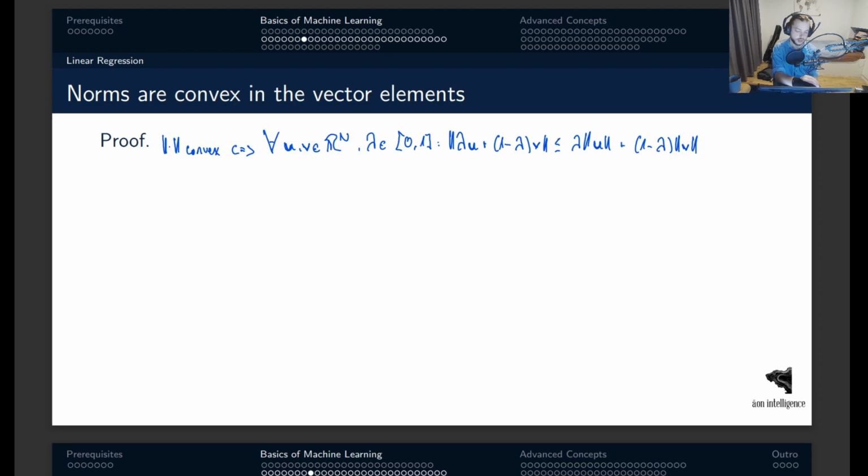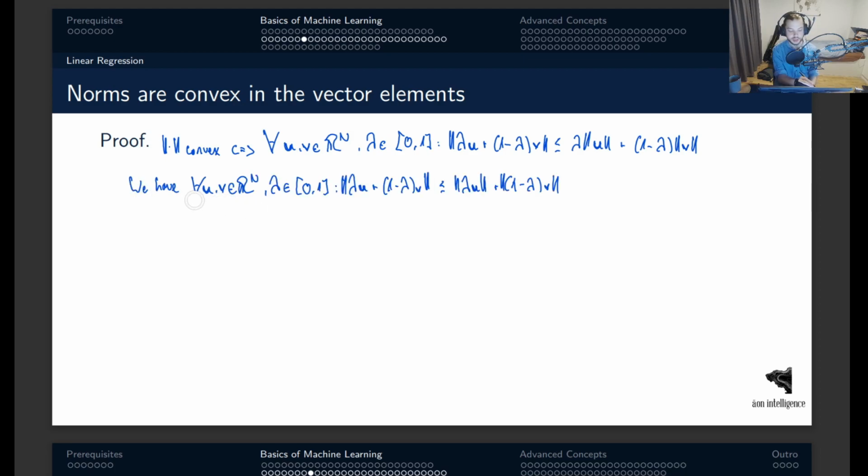So let's get started. For vector norms, we always have that for each vector combination u, v in our vector space R^n and every scalar lambda within the unit interval, the following holds. We start with the left-hand side, the magnitude of that vector. It is always smaller or equal to the individual magnitudes of these two scaled vectors, so the magnitude of lambda u plus the magnitude of 1 minus lambda v. And this is a direct consequence of N3, the triangle inequality.